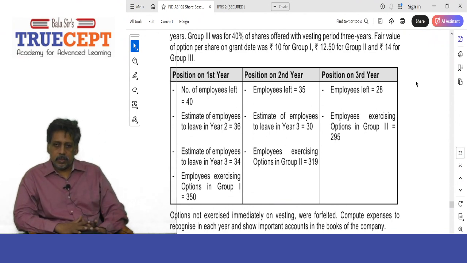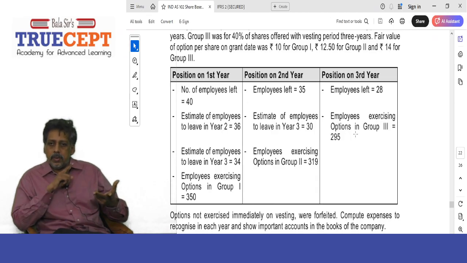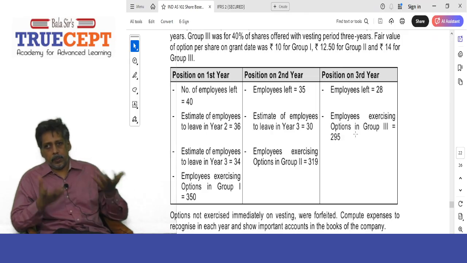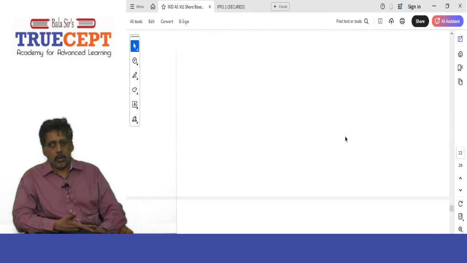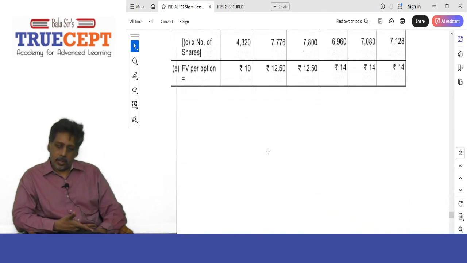Understood? Next, employees exercising options in group 3 is 295. Out of 297 employees, only 295 exercise. So 2 employees allow their option to lapse. That's all for year 3. Now let's go to the working.